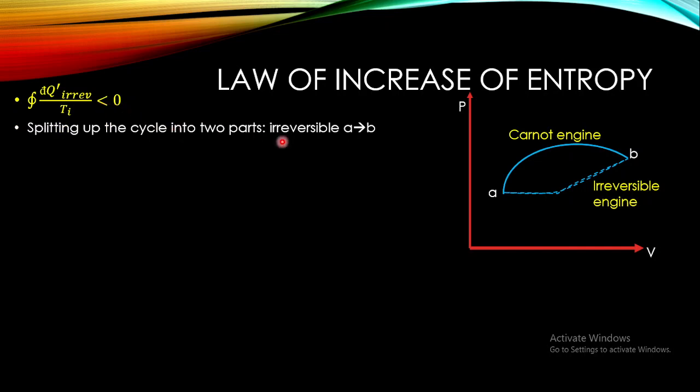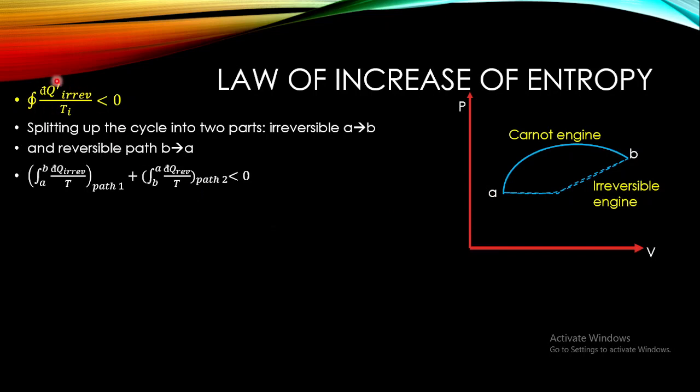So splitting up the cycle into two parts, the irreversible part as AB and the reversible part as BA, I can split up the LHS. It is the integral from A to B of d̄Q irreversible divided by temperature for path 1, which is A to B, plus the integral from B to A of d̄Q reversible divided by temperature for path 2, which will be less than 0. Or just by rearranging, the integral from A to B of d̄Q irreversible by temperature for path 1 is less than that for the reversible case.